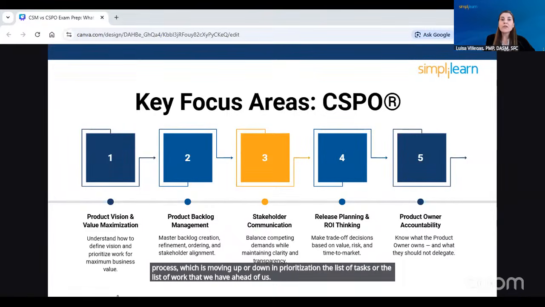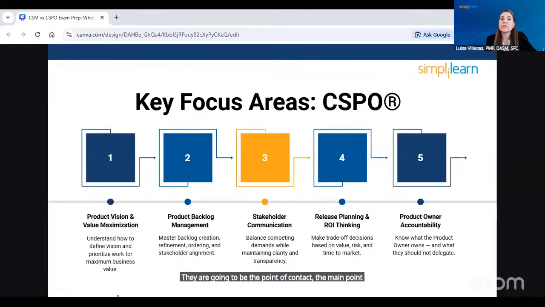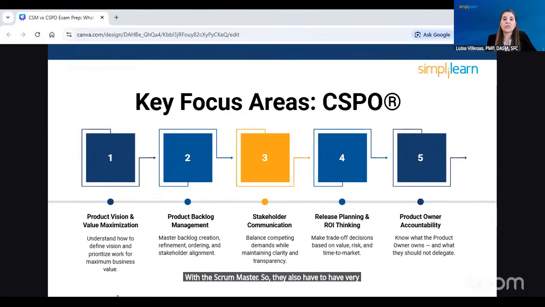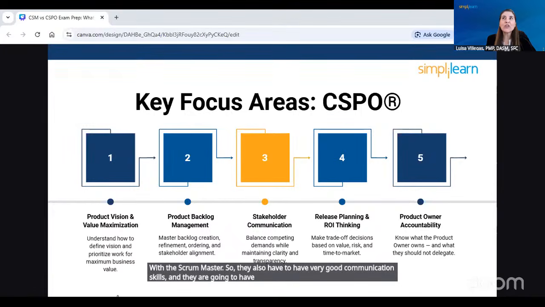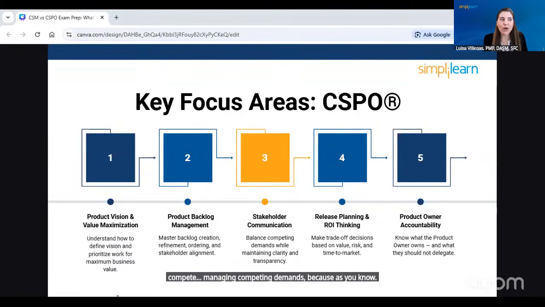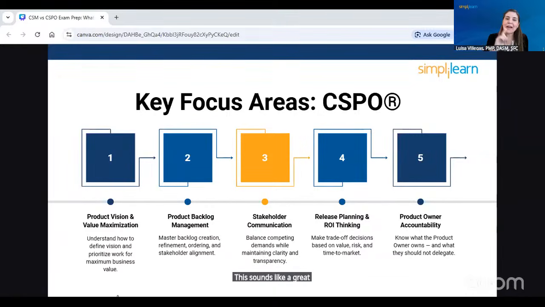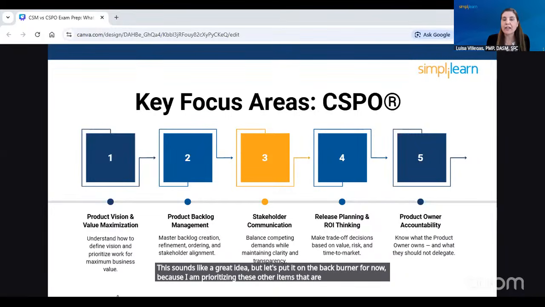They are going to be the main point of contact for the different stakeholders. So they are going to be in continuous communication with the customer, with senior management, with the vice presidents, with functional departments, with the team, with the Scrum Master. So they also have to have very good communication skills, and they are going to have to be very good at managing competing demands. Because as you know, when we work in projects, everybody wants something different. And so the product owner is the one that is going to say, this sounds like a great idea, but let's put it on the back burner for now because I am prioritizing these other items that are going to bring more value to my client.